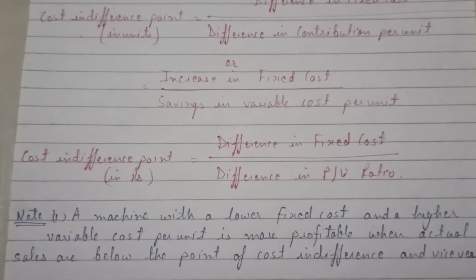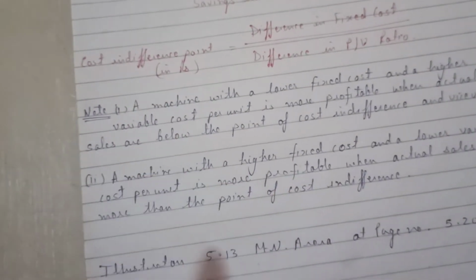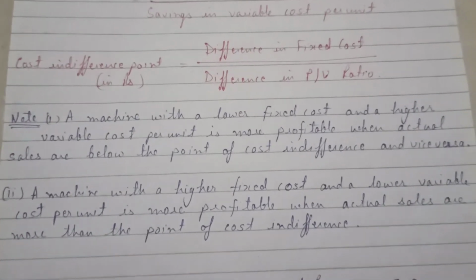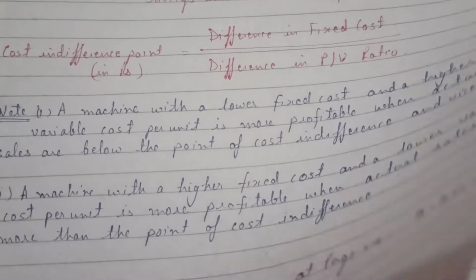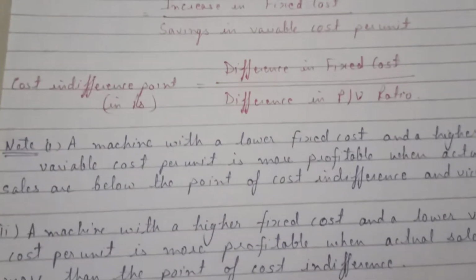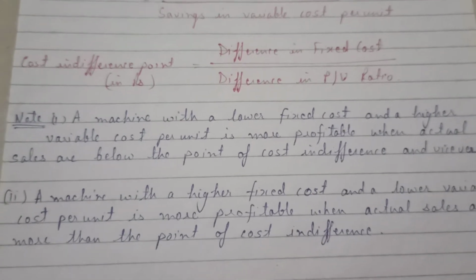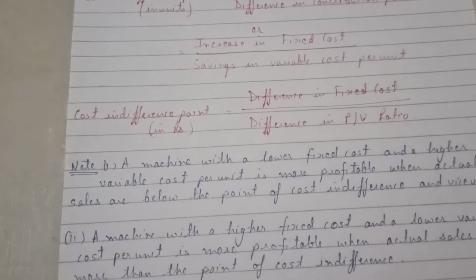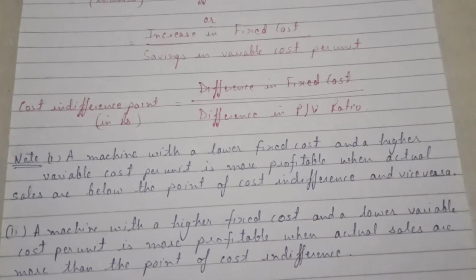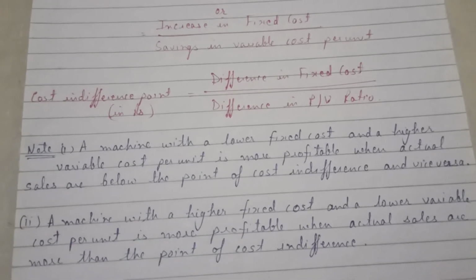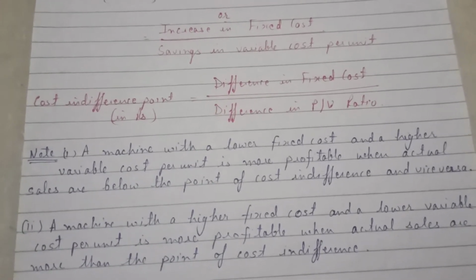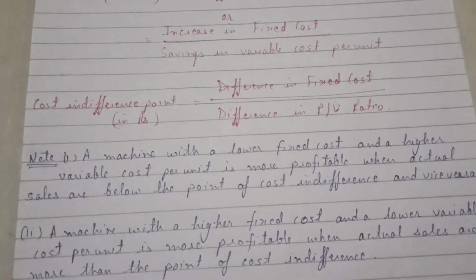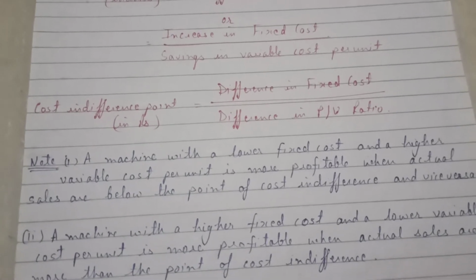Now it helps in decision making. So you have to remember these two points, which are very important. The first is a machine with a lower fixed cost and a higher variable cost per unit is more profitable when actual sales are below the point of cost indifference, and vice versa.